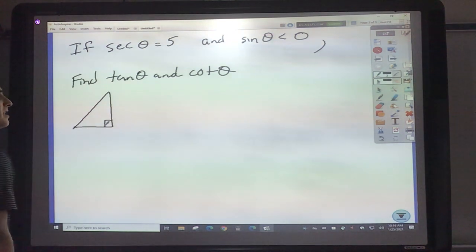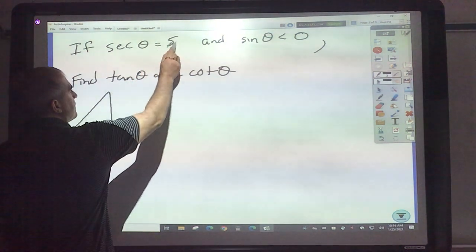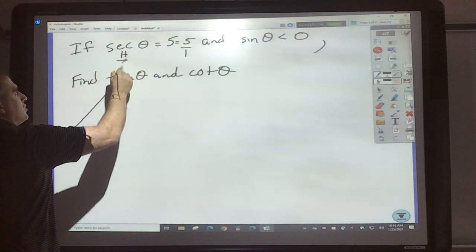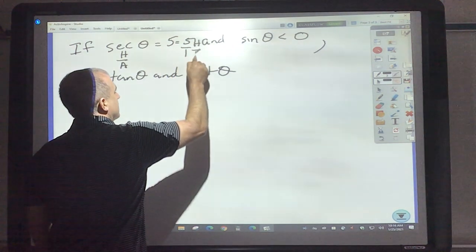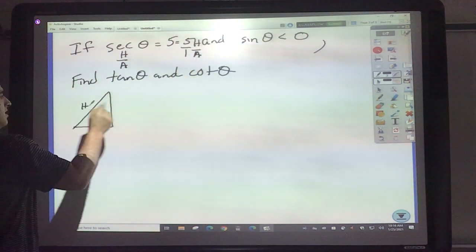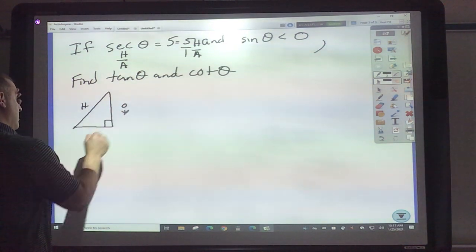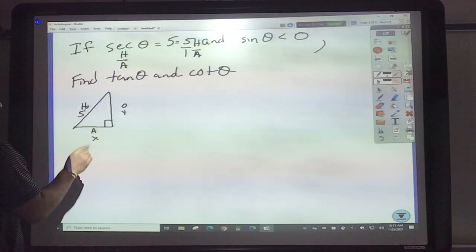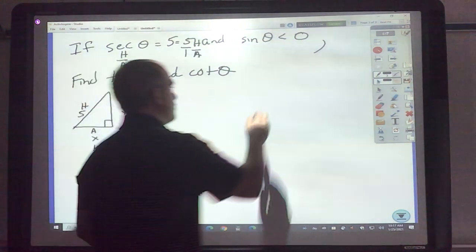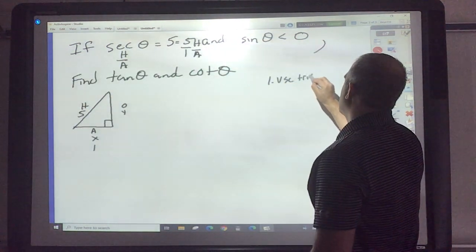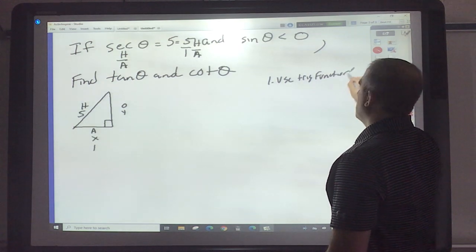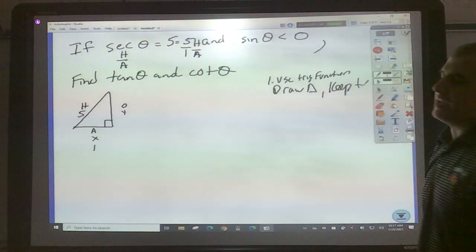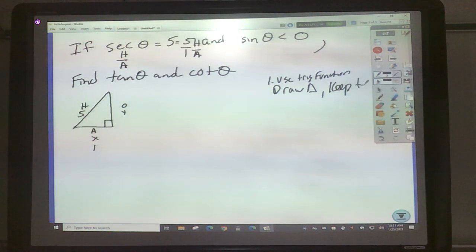So, Mr. Evans, how are we going to do that? If it's 5, that would be 5 over 1. Now, what is secant? H over A. So this is the H, and this is the A. So H, O and Y, A and X. H would be 5, the A would be 1. So we're going to use that trig function to draw the triangle. Once again, keep everything positive. Don't worry about the negatives. We'll deal with that when we get to the quadrant.